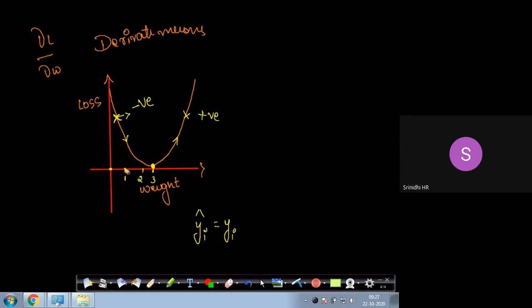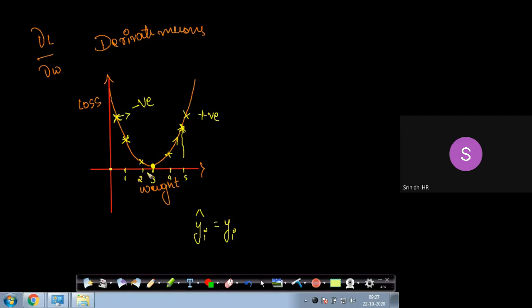Now if I give less weight, which is less than 3, let us say I give the weight as 1, where will it come and stop? It will come and stop at this point. If I give weight as 2, it will stop at this point. If I give weight as 4, it will stop at this point. If I give weight as 5, it will come and stop at this point.